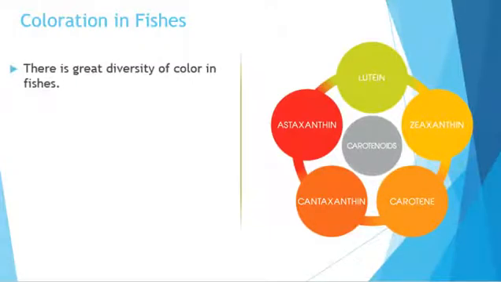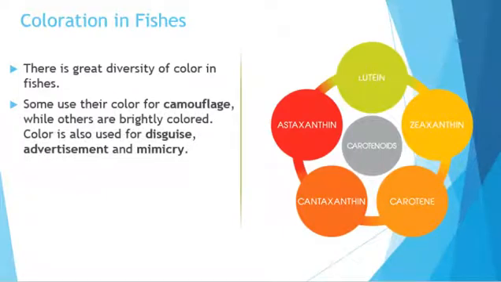Okay, there's a great diversity of color in fishes. Notice I'm using that fishes because I'm talking about all the fishes of the world, and this includes freshwater and saltwater. As we all know, the freshwater fish aren't as colorful as the saltwater fish. Some use their color for camouflage. Others are brightly colored to attract a mate. Color is also used for disguise, advertisement. That's attracting a mate. Advertisement. Look at me, I'm beautiful. That kind of thing. And then mimicry. They act like something else.